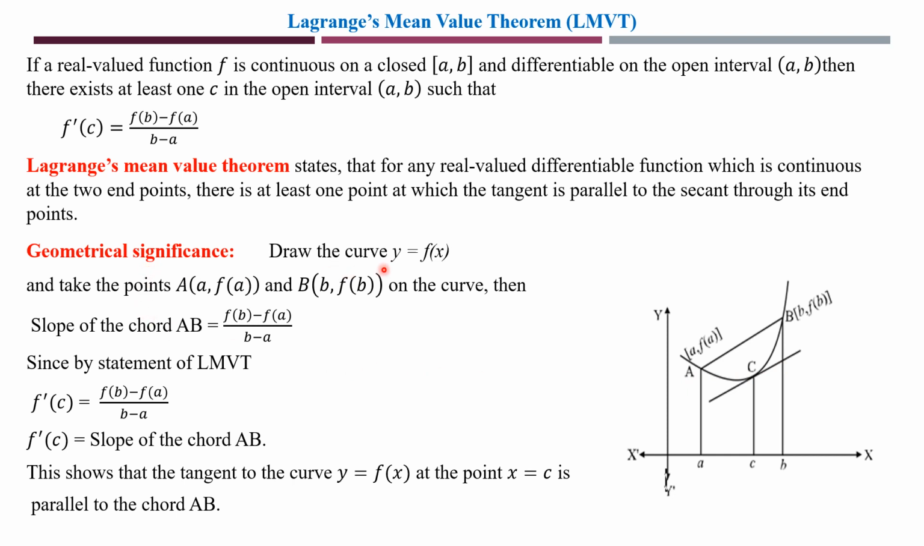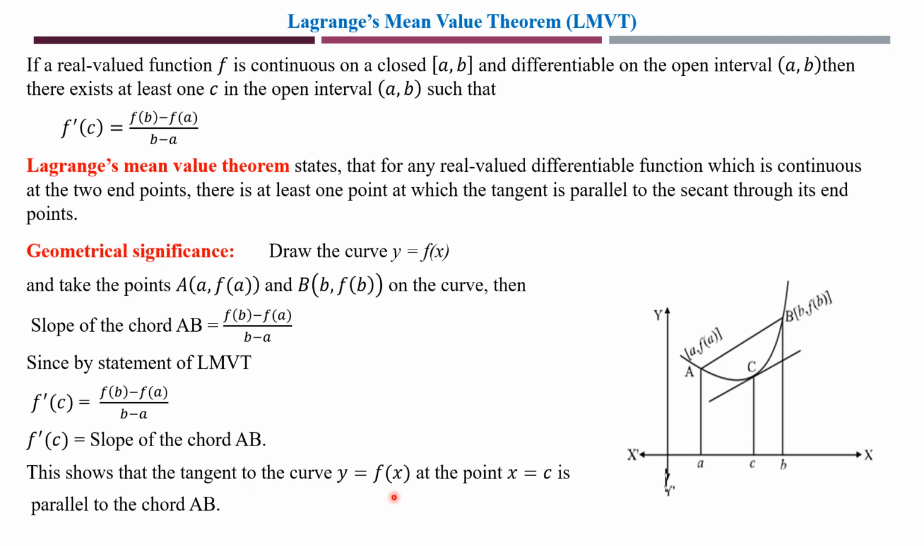Here is the geometrical significance. Curve y equal to f of x. Point A, small a, f of a, and point B, small b, f of b, on the curve. Slope of the chord AB: slope means difference of y coordinates divided by difference of x coordinates. Then we get f of b minus f of a divided by b minus a. The statement of Lagrange's mean value theorem is f dash of c equal to f of b minus f of a divided by b minus a. Here is the slope. We know that the slope of chord AB is equal to f dash of c.